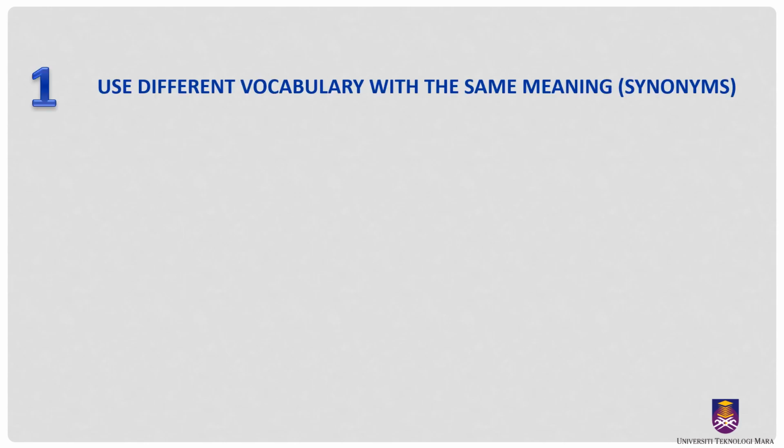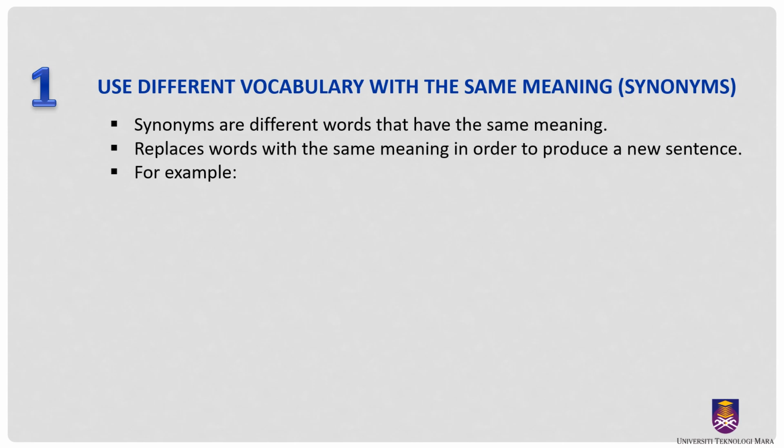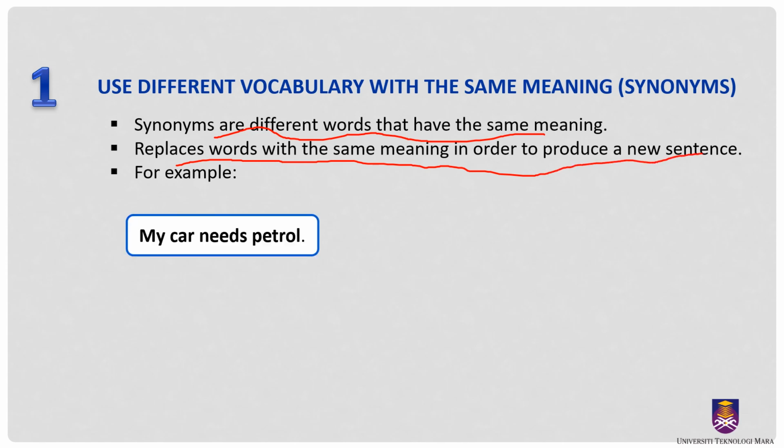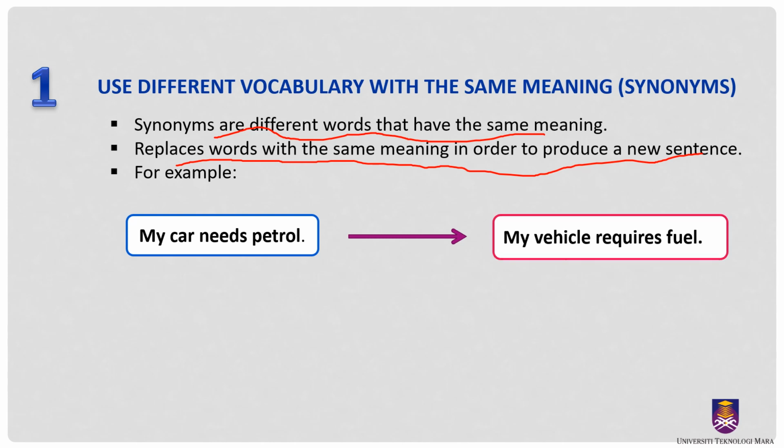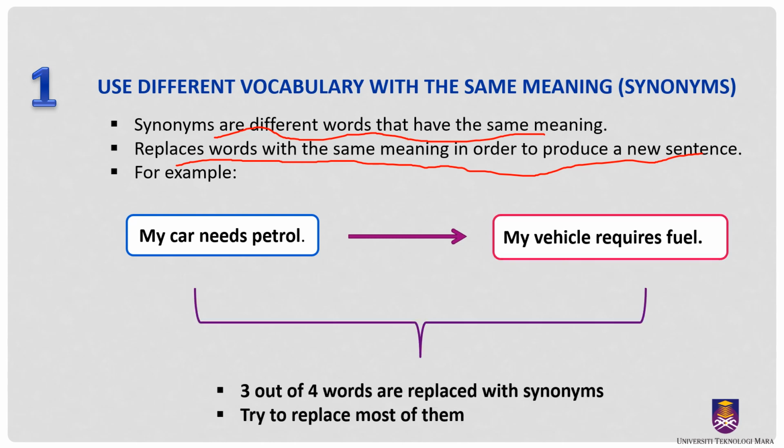The first step is you can use different vocabulary with the same meaning. So we call this synonyms. So synonyms, as you learned before, are different words that have the same meaning. And you can replace the words with the same meaning in order to produce a new sentence. For example, my car needs petrol, so you change to my vehicle requires fuel. And as you notice in this sentence, 3 out of 4 words are replaced with synonyms.